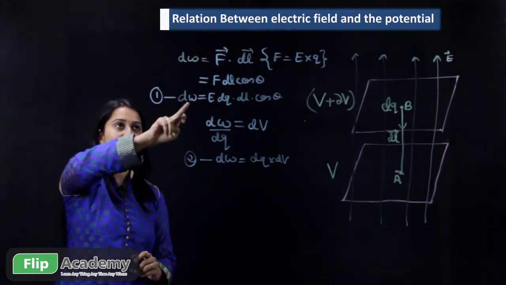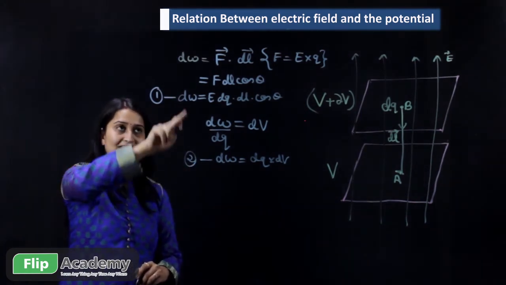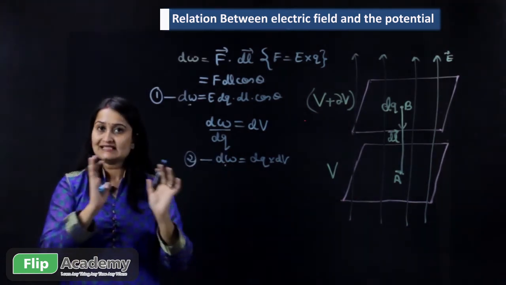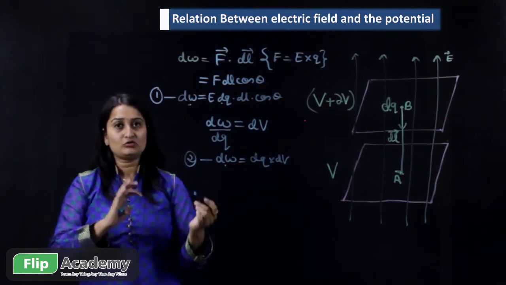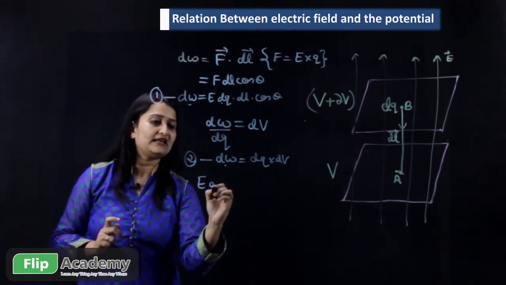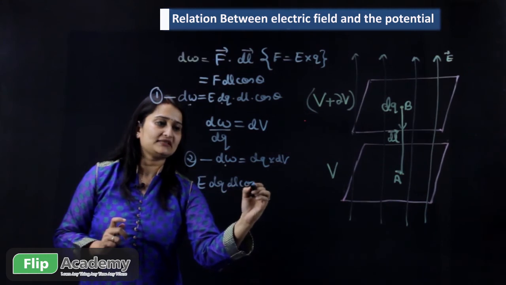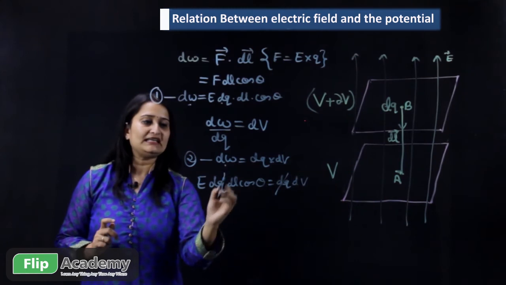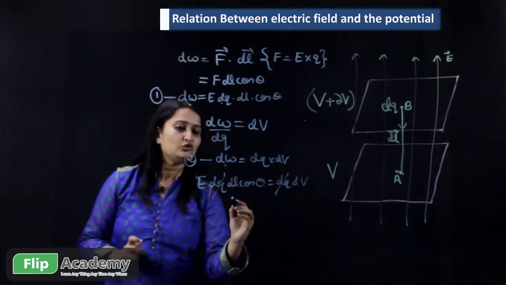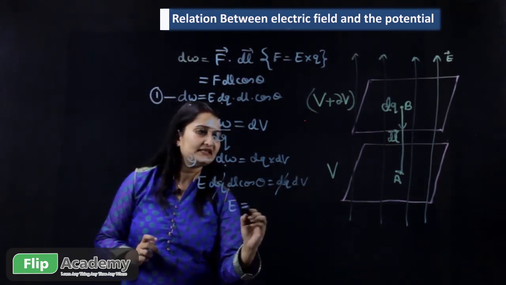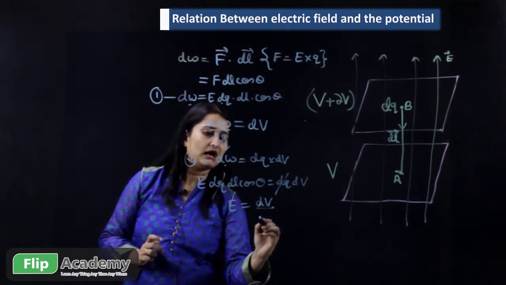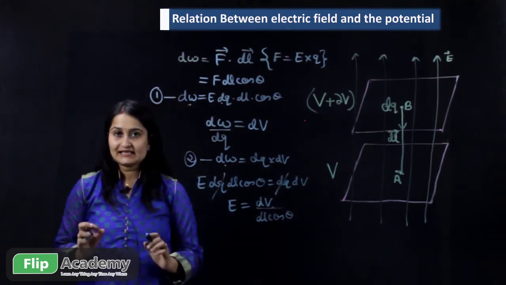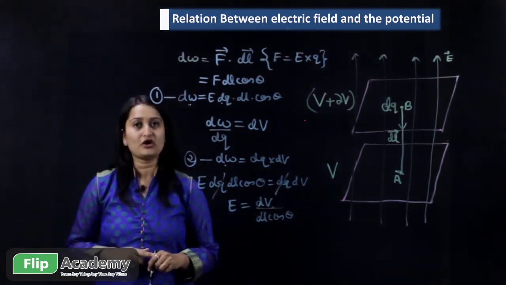Now you can see here, this is dW, this is dW. That means we can equate these two values because the LHS in both equations is the same. So we can equate equation 1 and equation 2. If we equate them, we get E dq dl cos theta is equal to dq dV. dq and dq on both sides get cancelled out, and you are left with E is equal to dV upon dl cos theta.